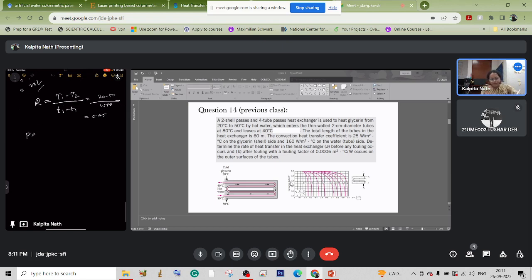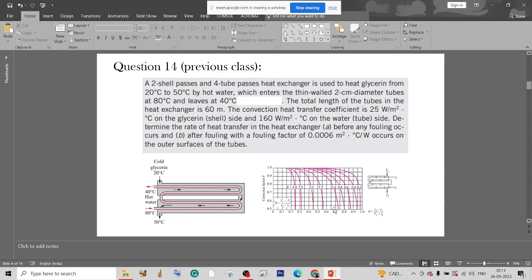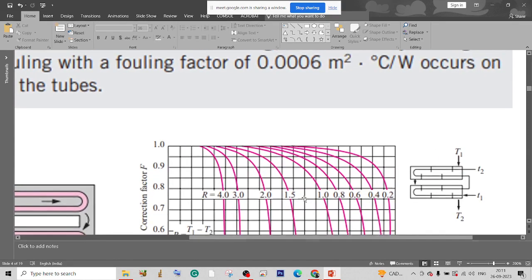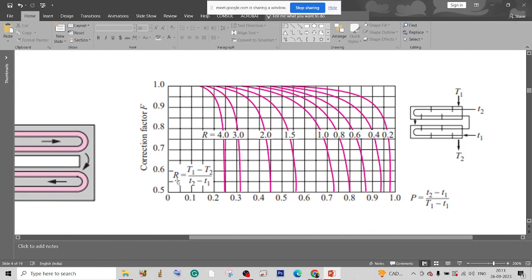So the maximum temperature difference can be found out as T2 minus T1 for the cold fluid over the maximum temperature difference. So this is equal to 40 minus 80 upon 20 minus 80. So this is 0.67. So for 0.67, let me maximize this. If R we take as 0.75, approximately here, close to 0.8. So R is 0.75 and P will be 0.67.